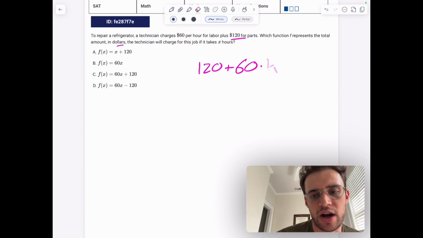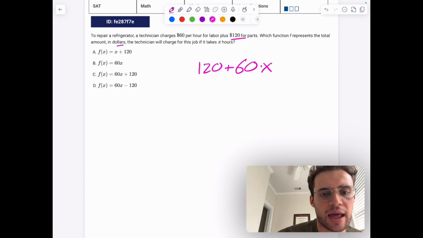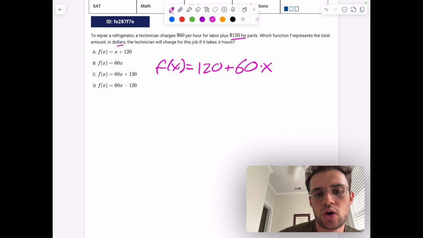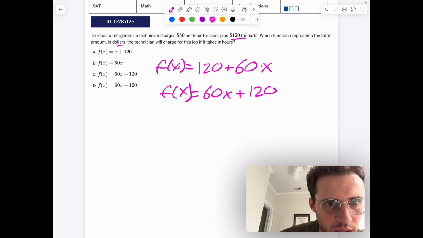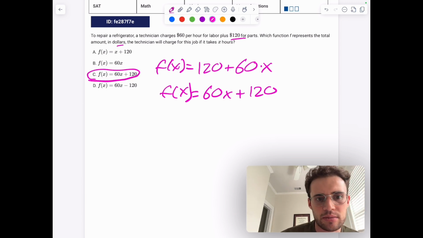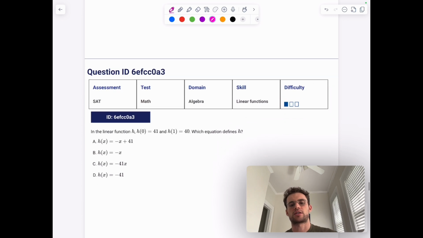So again, I put h for hours, it should just be x. And the total amount, f of x, would be equal to 120 plus 60x, or you could reverse those, 60x plus 120, or the commutative property of addition, doesn't matter what order you add them. So we'll see that would be C, 60x plus 120 is f of x.